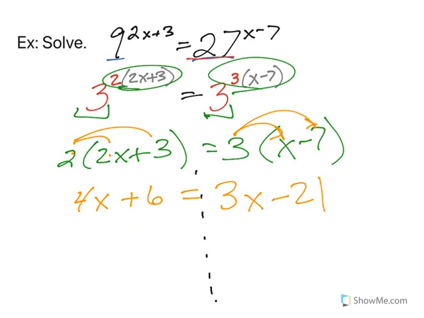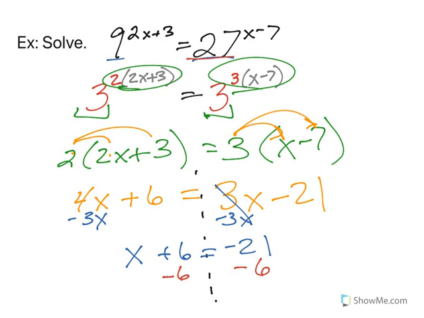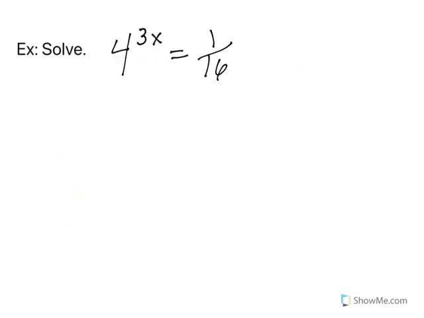So now I'm ready to solve. I need to get all the x's on one side, all of the numbers, the constants, on the right. So first, I'm going to subtract 3x from both sides. 4x minus 3x is 1x. I still have plus 6 equals negative 21. Last step, let's subtract 6 from both sides, and that leaves me with x equals negative 27. And that is the first one. We're going to do a couple more. Stick with me as long as you'd like.